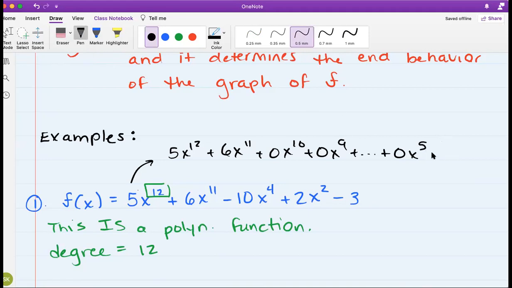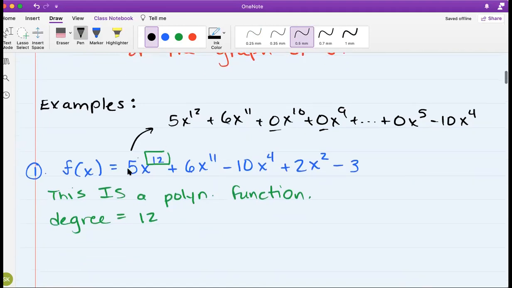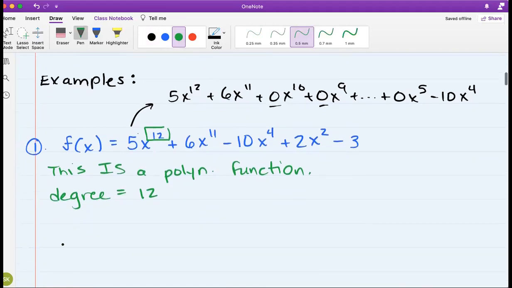I'm not going to finish writing this, but you can see that I would also have a 0x cubed and a 0 times x. And because we can write it in this form where we can plug in zeros for the missing terms, then it's a polynomial function. So it is a polynomial function. We have the degree. We're going to determine the leading term.